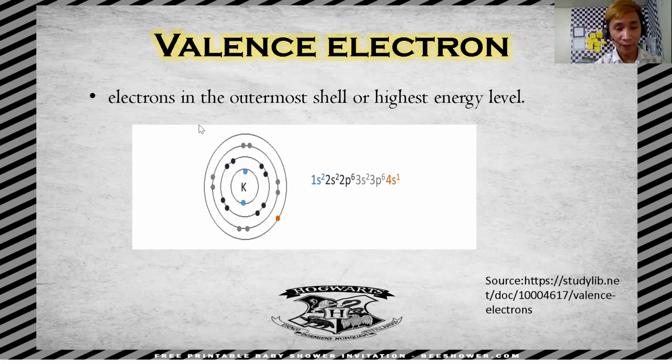If you look at the illustration, the orange dot is the valence electron. So for potassium, we have 1 dot, meaning it has one valence electron. It has 1 electron on the outermost shell, an excess electron. So that is the valence electron. So what is the purpose of that? Why does it have valence electrons? Later on, you will find out. Okay, so that is the valence electron.